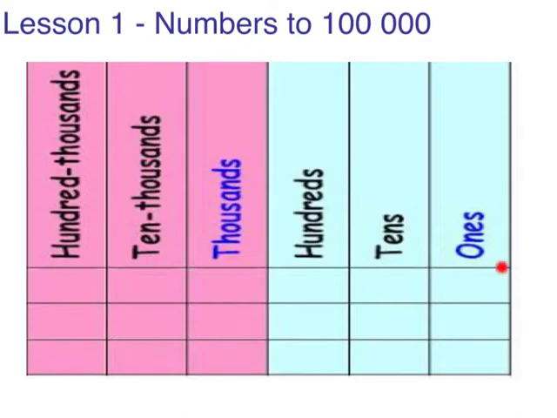So this blue family or group is called the ones or the units family. And here's the name of the family. And this pink family, the name is here, is called the thousands family.